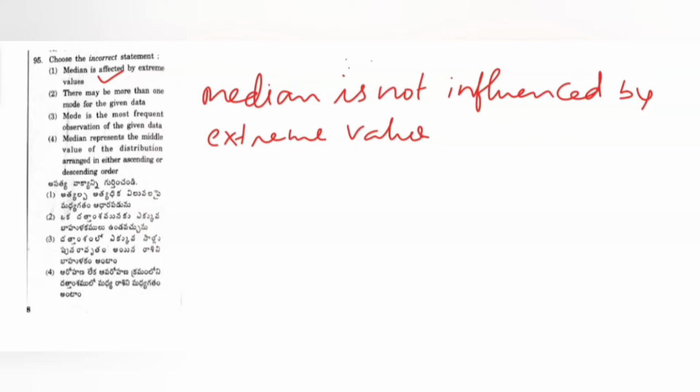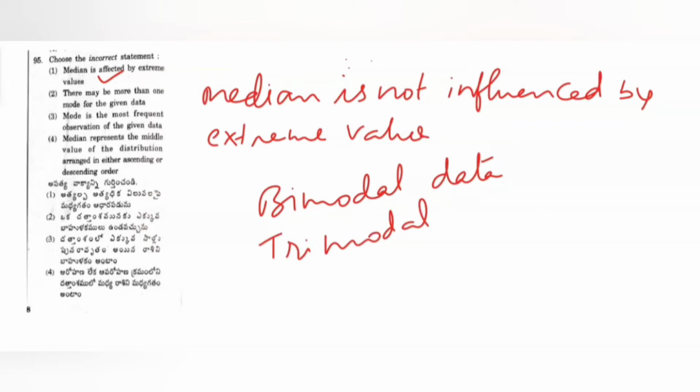There may be more than one mode for the given data. Yes, there may be two modes or 3 modes or whatever, or sometimes there will be no mode at all. If 2 numbers repeat the same number of times, we call it bimodal data. If 3 numbers repeat the same number of times, we call it trimodal data, which has 3 modes. And sometimes there will be no mode, because if all numbers are repeated only once, we can say that the particular data has no mode at all.